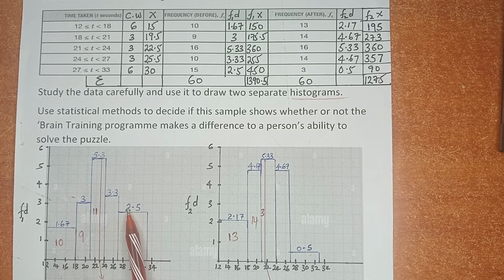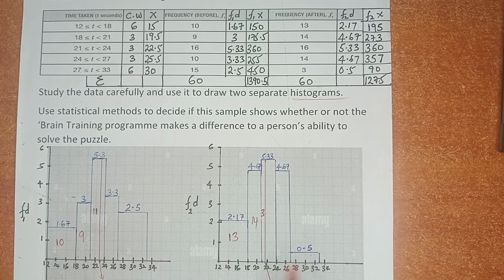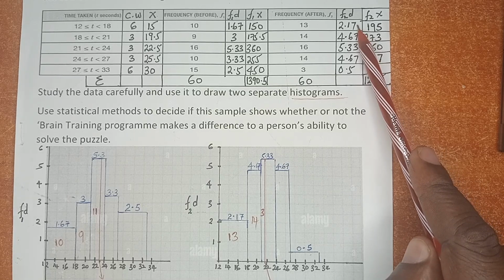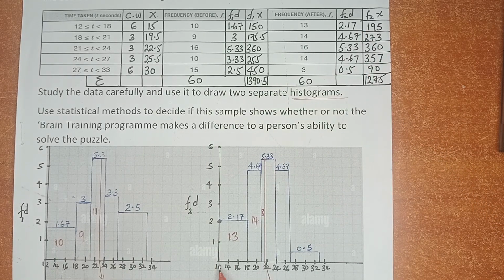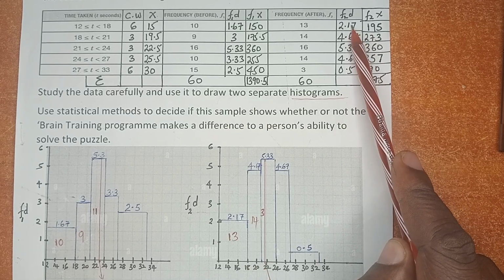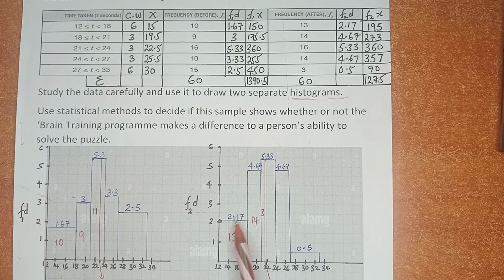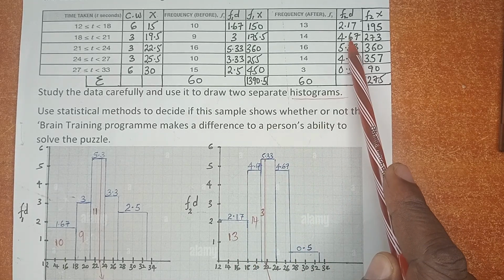That is the histogram before training. What about the histogram after training? Frequency density and the timing. After training, for the class between 12 to 18, the frequency density is 2.17. It's here. For the second one, the frequency density is 4.67.